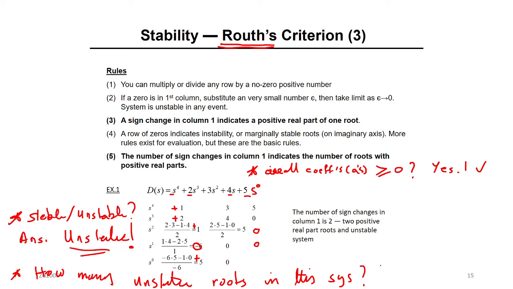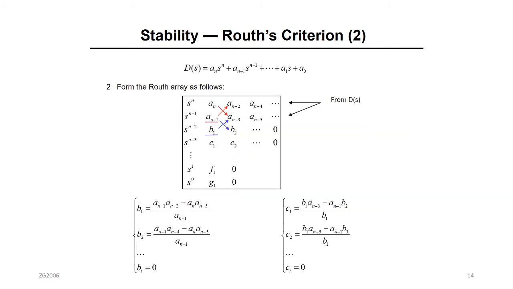So how many unstable roots? That means there are 2 unstable roots. Okay, that means with positive real part. Okay, this is what I mean by unstable root, positive real part. Khalas? So that's all. Okay, this is how we use the Routh criteria. All right. Let's go to the next example.